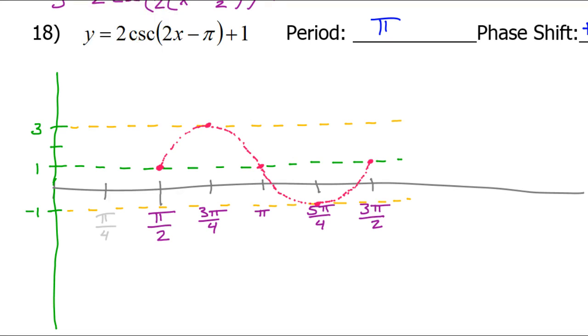So there should be a vertical asymptote here at pi over 2. I'm going to just put that in as a dotted line. And then it touches again here at pi, so there should be a vertical line there as well. Vertical asymptote. And it touches again here at 3 pi over 2, so another vertical asymptote here at 3 pi over 2.